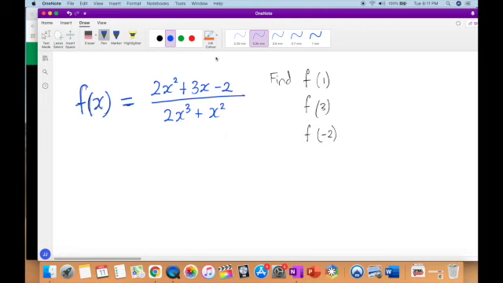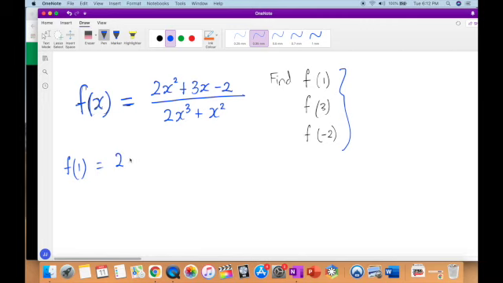You'll never get a function that is this complicated in CSEC. Well, maybe if it's an easy question like this, you have to find the f of 1, the f of 3, and the f of negative 2. So remember, you're just taking 1 and putting it where x is. I'll do the first one and you guys will do the other 2. So the f of 1 means that I'll take 1 and put it wherever I see x, right? So notice the use of the brackets.